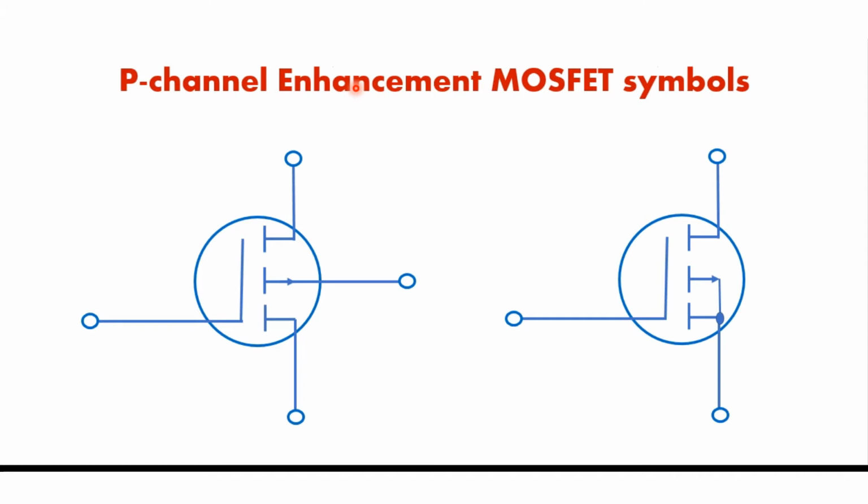P-channel enhancement MOSFET symbols. This particular figure shows the symbols for the P-channel enhancement MOSFET. So here is the first figure of the P-channel enhancement MOSFET, that is, the symbols of this P-channel enhancement MOSFET. This terminal is the gate, this terminal is the drain, this is the terminal which we call the source, and this is nothing but the substrate. So here is one more: this is the gate, this is the drain, and this is nothing but the source.